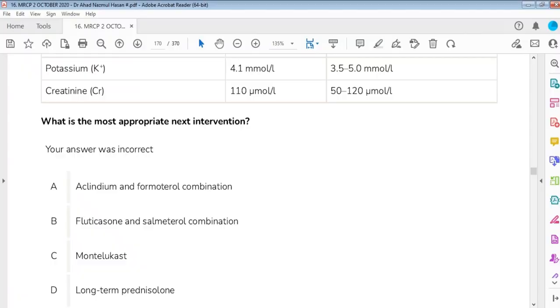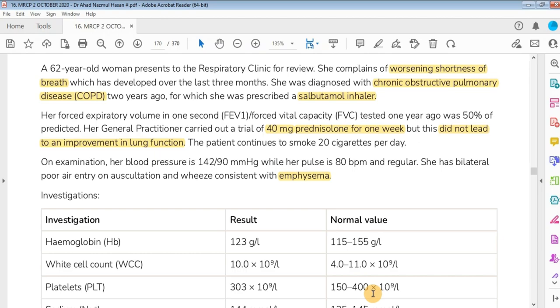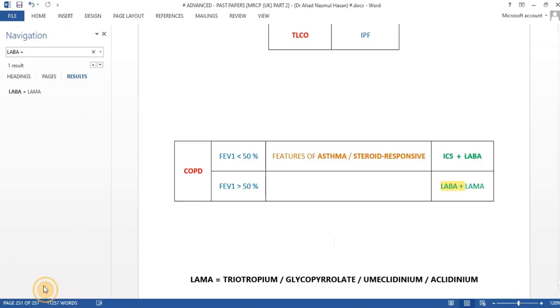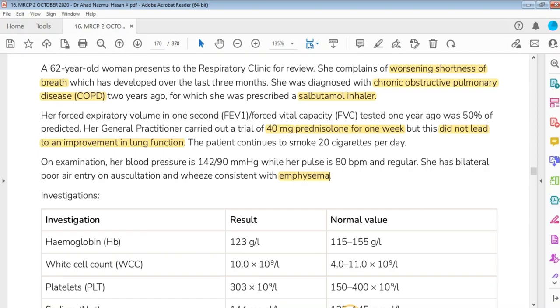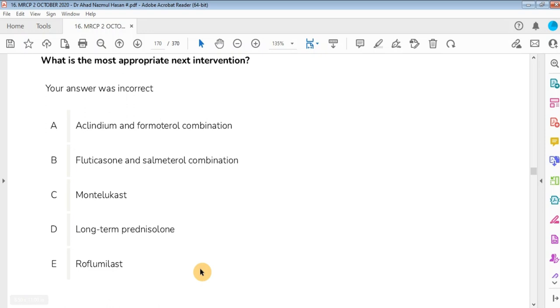Here they haven't given the FEV1, but they have said that the patient does not respond to prednisolone. So we need to go with the long acting beta agonist plus long acting muscarinic antagonist combination. So find out the LABA and LAMA from here. Fluticasone salmeterol combination is an ICS, and it cannot be used in this case since the patient is not responsive to steroid.